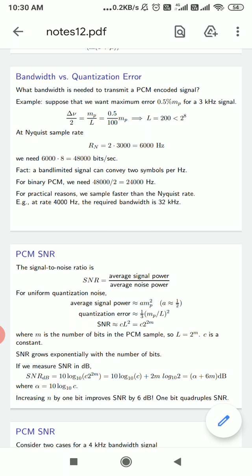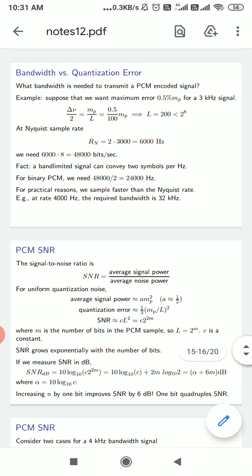Now our delta square upon 12, where delta will become 2 x max upon 2 raised to V. It means we are taking the maximum amplitude. So delta square by 12 gives you 2 x max square upon 2 raised to 2V. Now our equation for the signal to noise ratio becomes 3 into normalized signal power P upon x max square into 2 raised to 2V.